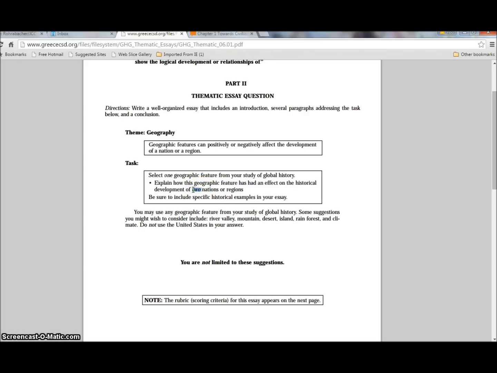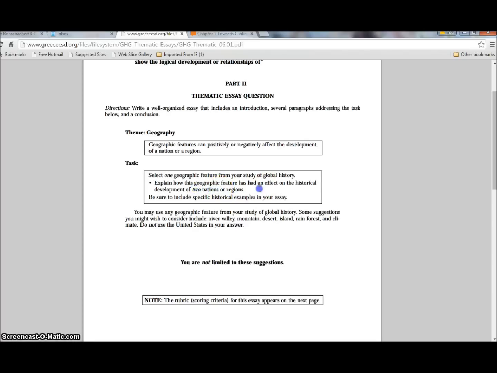Now, does it say they have to be 2 positive? No. Does it say they have to be 2 negative? No. It could be a positive and a negative, or it could be 2 positive or 2 negative. It only says you have to do 2 different nations or regions. So you could have 1 positive effect, 1 negative effect. But you have to pick 2 different regions.